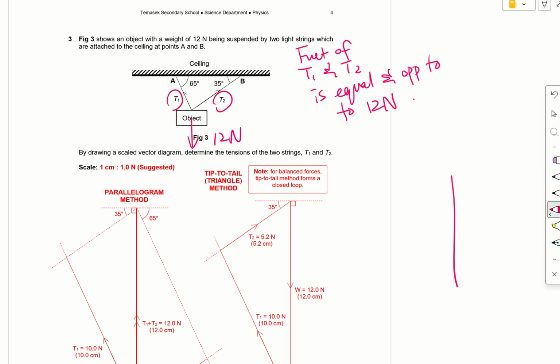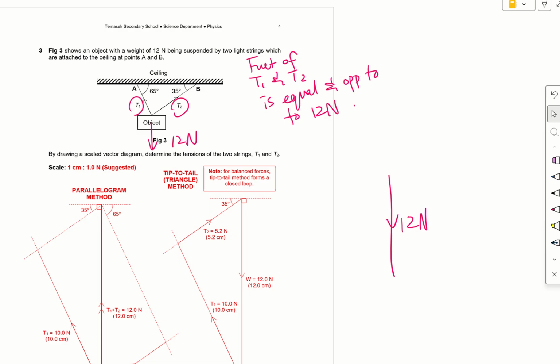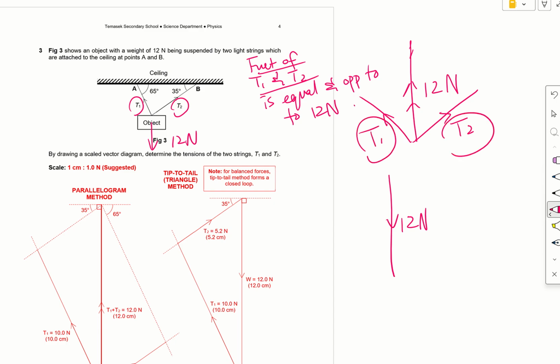That means if my 12 Newton is this way, having a certain length and vertically downwards, the F net of T1 and T2 must be this way, in the opposite direction and having the same length. So even though you do not know the length of T2 and T1, you already know what is their resultant force. It is this 12 Newton, but it is facing upwards.